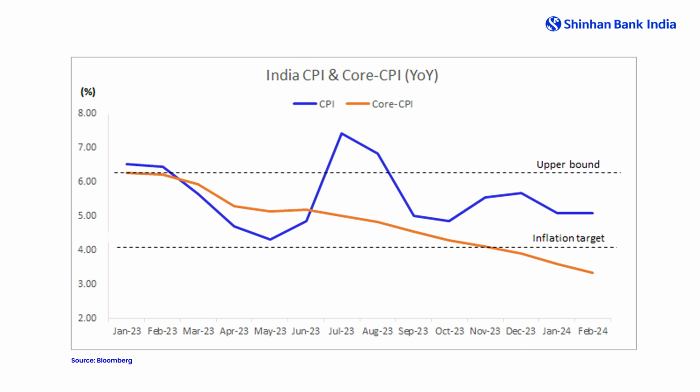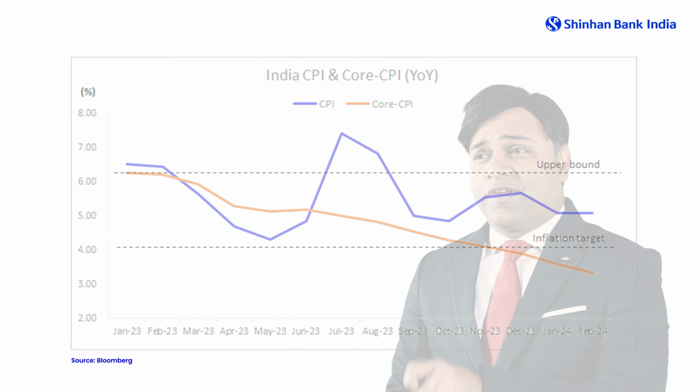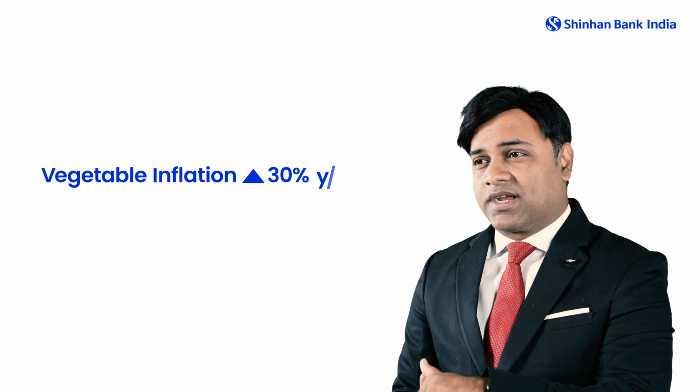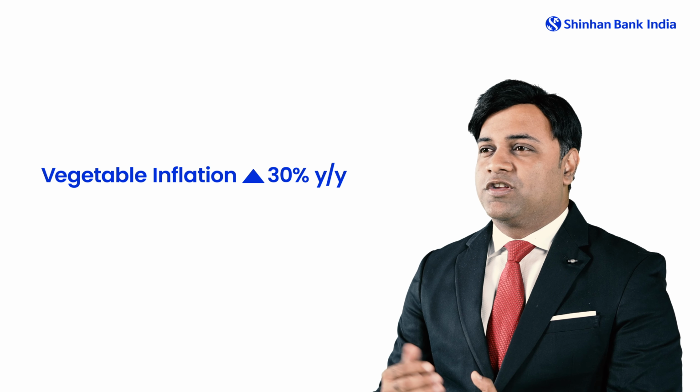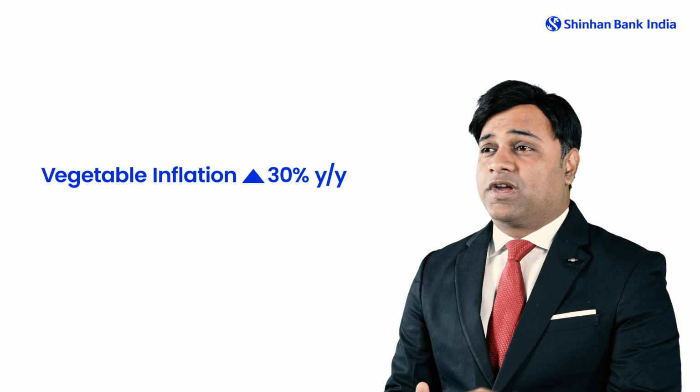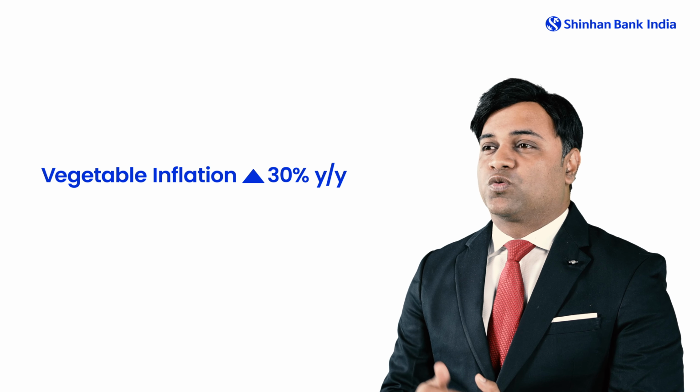If we again break this down into food inflation, which has been sticky, that number has come in around 8.66% versus 8.3%, so that number is higher. But on the other hand, the core inflation number is ticking down and it has come to 3.3% versus 3.6%. So this is the lowest number we have seen since 2012. Effectively, if we break down the food inflation again, vegetable inflation is more sticky, because on a year on year basis there is a 30% rise in the inflationary pressure when it comes to vegetables.